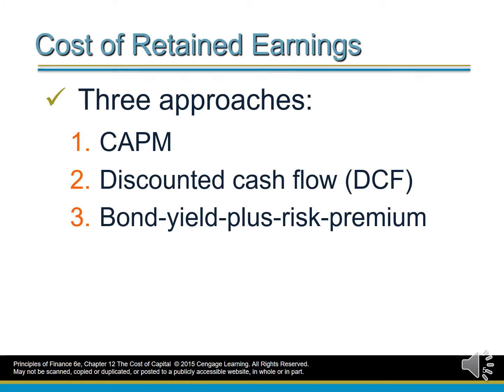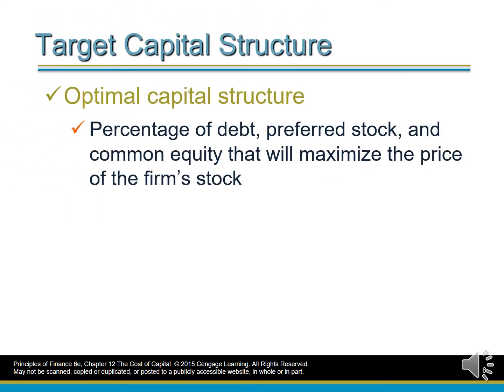There are three approaches to calculate the cost of retained earnings. 1. CAPM. 2. Discounted cash flow. 3. Bond yield plus risk premium. Target capital structure is also called optimal capital structure. The percentage of debt, preferred stock, and common equity that will maximize the price of the firm's stock.